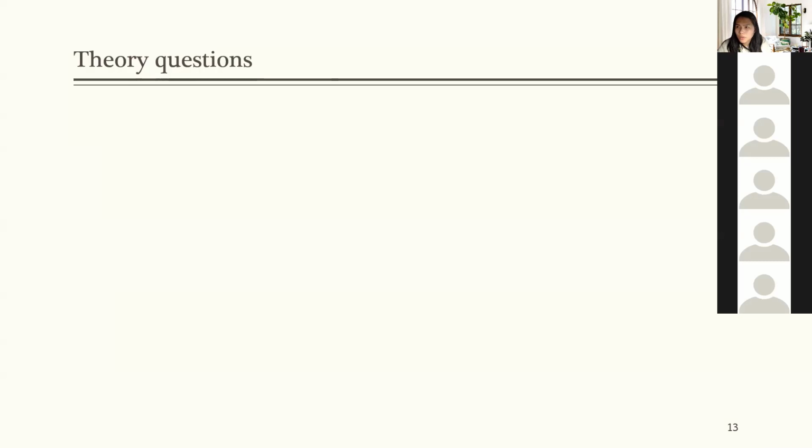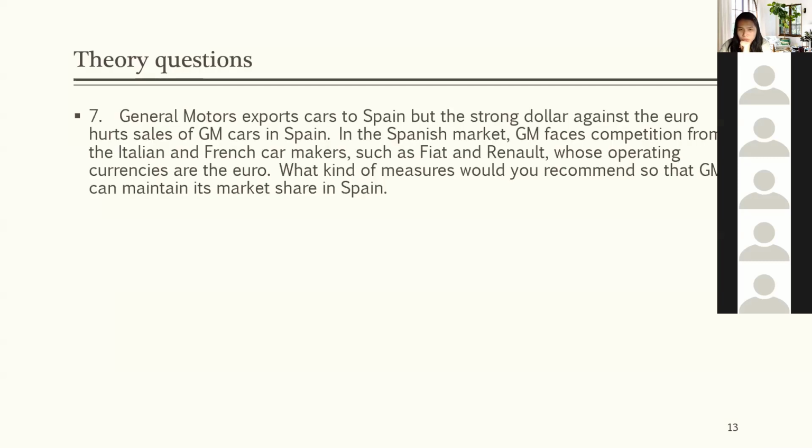So let me go through the theory questions first, as usual, and then we move on to the practice questions, okay? So for the first theory question, we've got an American company that exports cars to Spain. And what happens here is we have an appreciation of the dollar against the euro, okay? So this is bad for General Motors because it makes their cars more expensive in the Spanish market, okay?